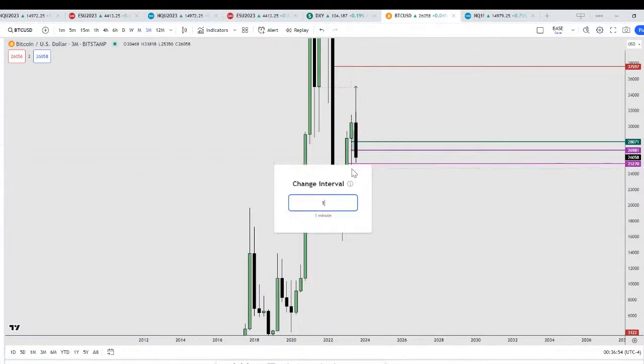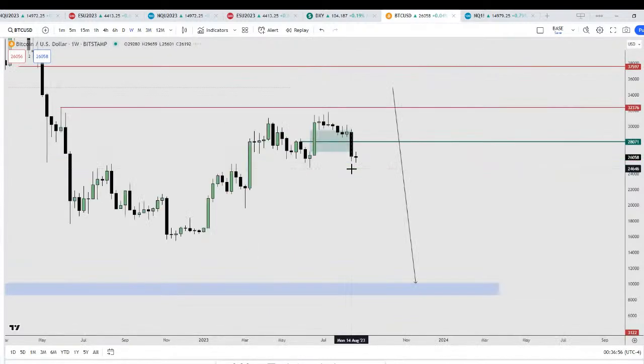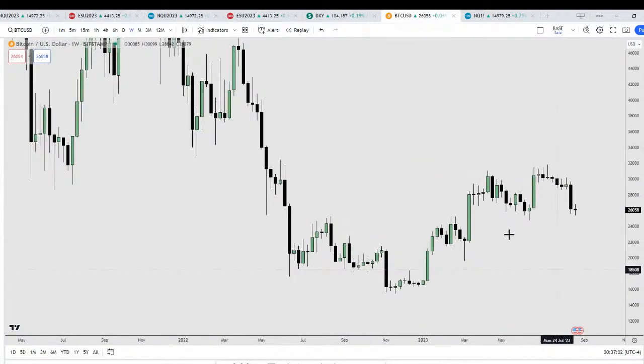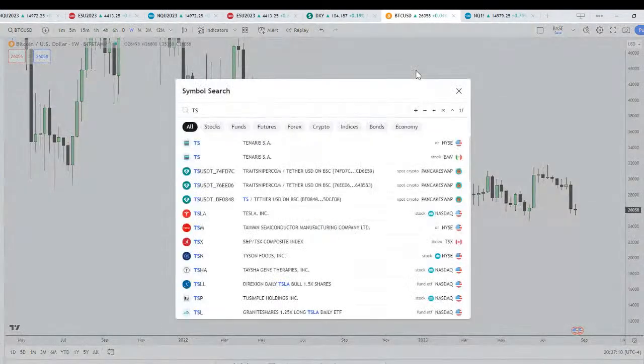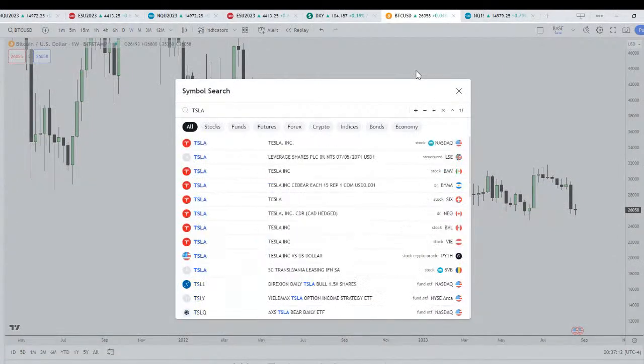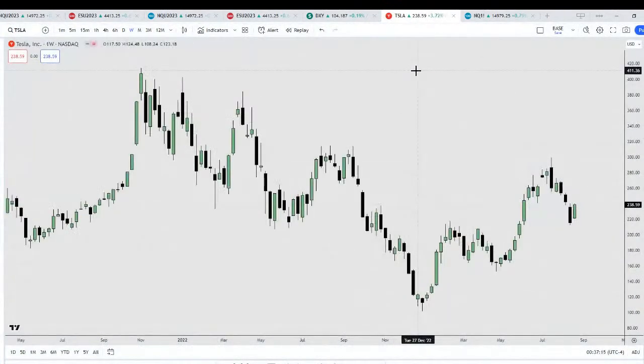Okay, so that's for Bitcoin. Just gonna remove it. I'm gonna draw it again later. Right. So next up, we have individual stocks. Let's start off with Tesla as usual. Tesla.